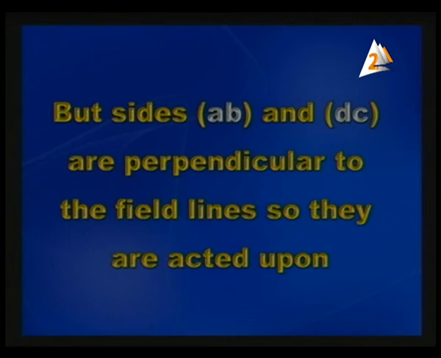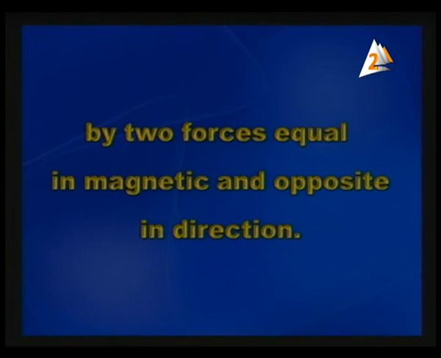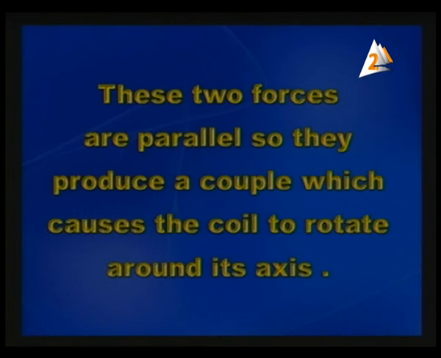But sides AB and DC are perpendicular to the field lines, so they are acted upon by two forces equal in magnitude, opposite in direction, and parallel. So they form a couple, which causes the coil to rotate around its axis.